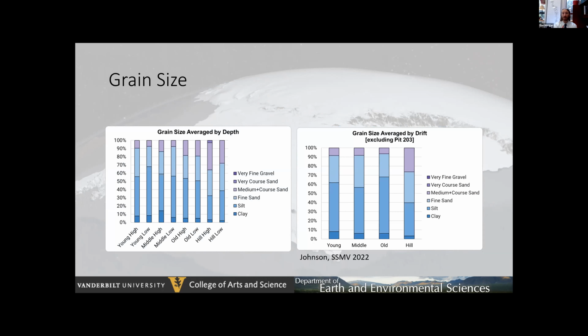You would lose some of the fines over time, but you also lose a lot of the coarse stuff over time. So the young stuff has both a lot of coarse material, but also a lot of clay and silt size material in it. And then it kind of turns into more fine sand over time, which is interesting. The bigger pieces are weathering, but you're also blowing away the fine material. And then the hillside materials are much coarser and have very little fine material. In some cases, we couldn't even get a gram of clay-sized material out of these hillside samples to do further analyses on them.